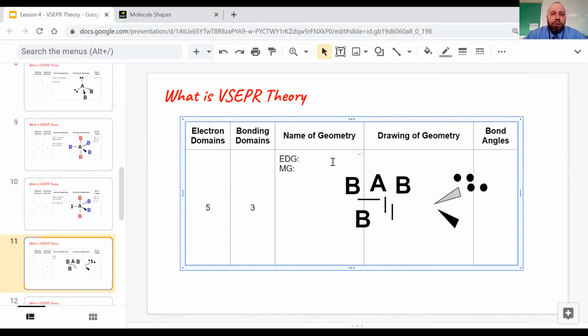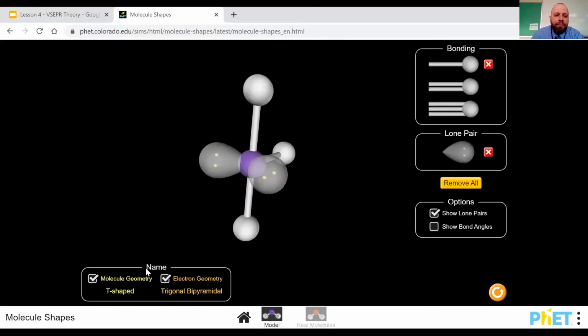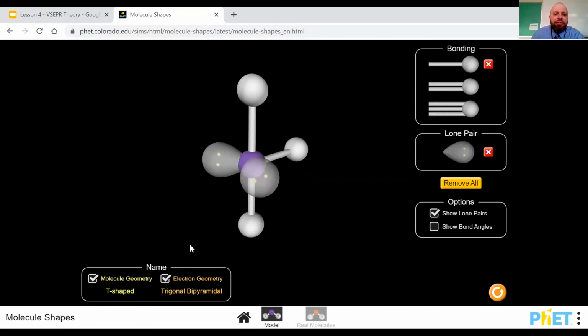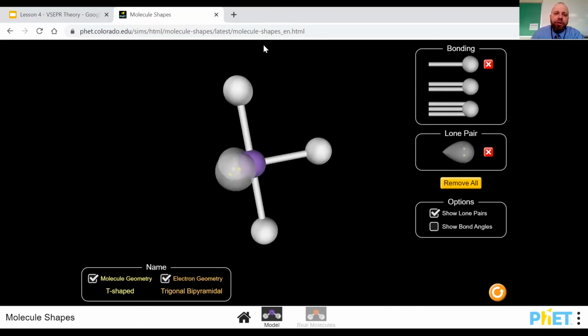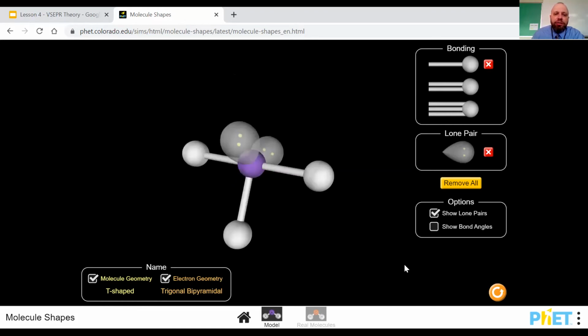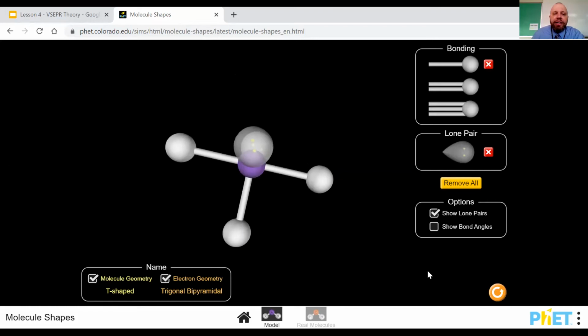Okay, in our next example, we still have 5 electron domains, so we're going to keep that trigonal bipyramidal name. And when we look at the molecular geometry in this case, it is called T-shaped. And if you look at the picture, we're going to put 2 pairs of electrons in the equatorial positions. It's called T-shaped because, if I can get it to look like it, it looks like a T.